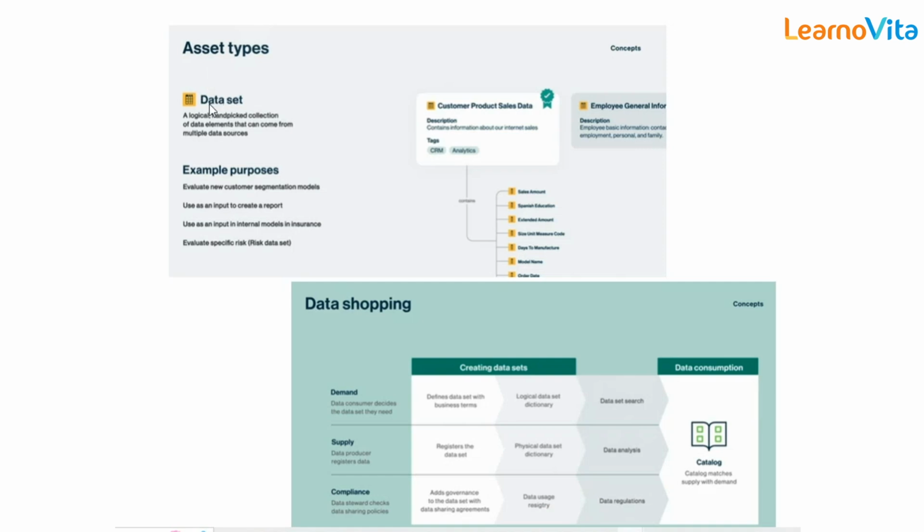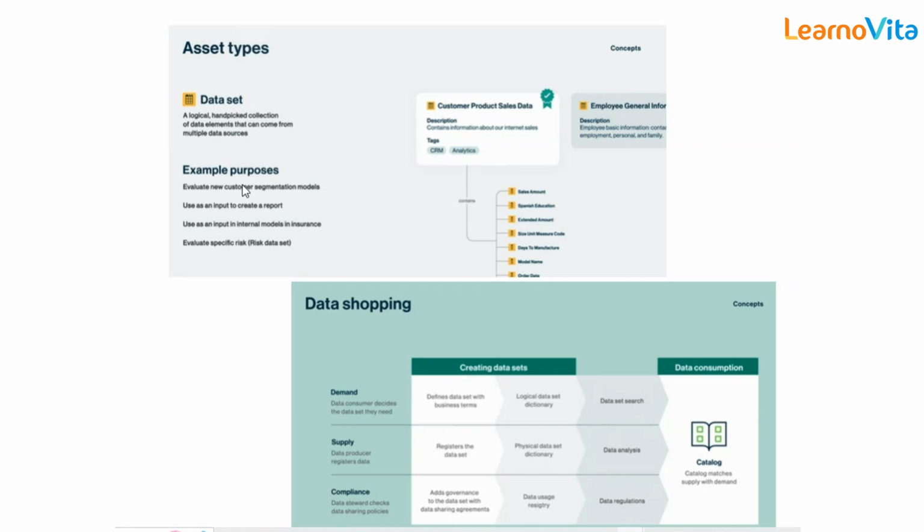So asset types, and we have data sets. A data set is a logical, handpicked collection of data elements that can come from multiple data sources. So I'm having HR data in Japan, Korea, India and America, and I need to relate all this HR data, to see how HR from different countries is performing. I can aggregate all the HR data from various communities and domains and add it into a data set. So logically, we are grouping the physical data assets into a data set.